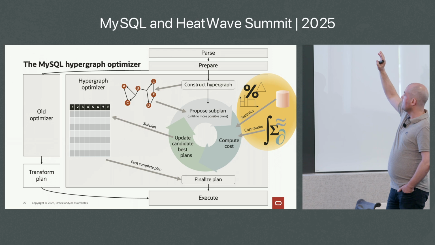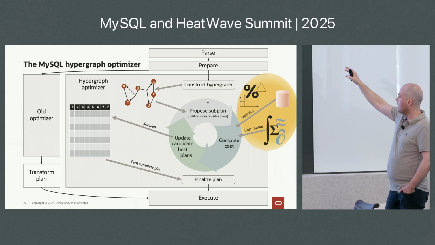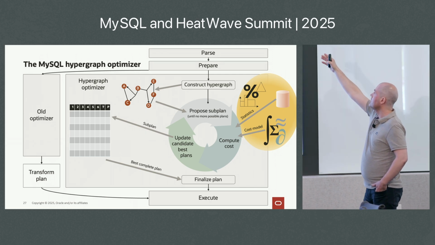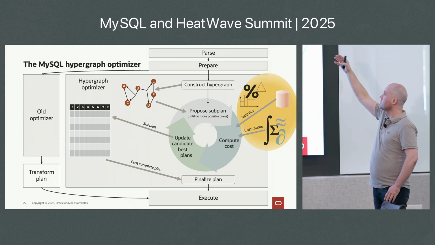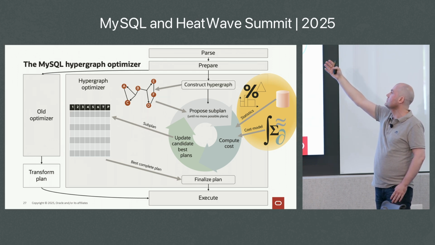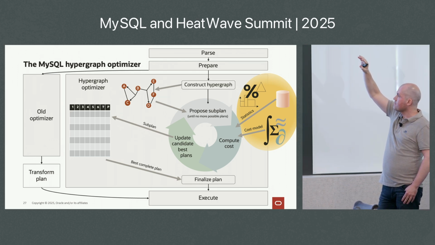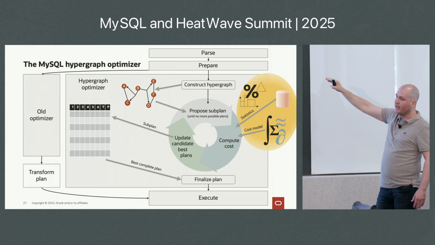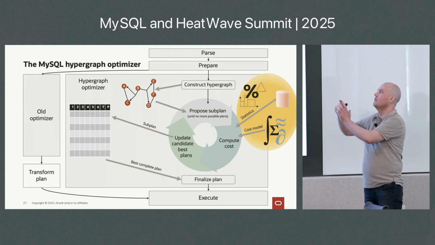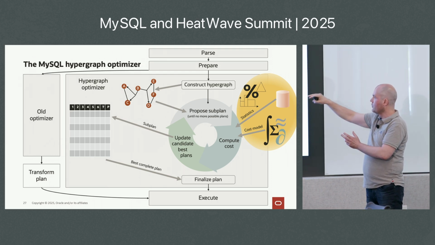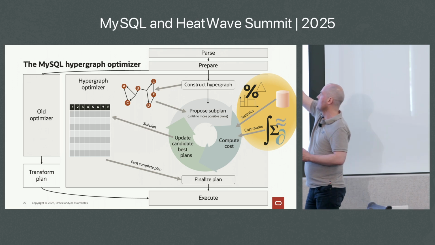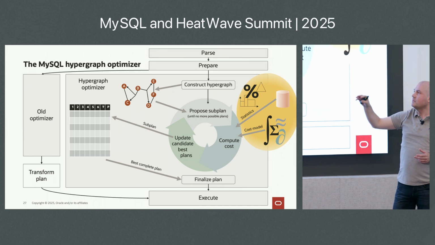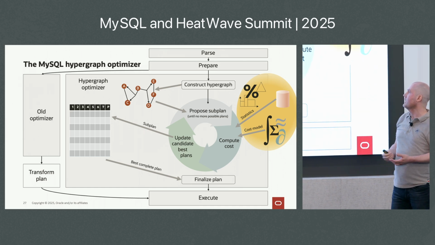But we start with parse, prepare, then we choose one optimizer or the other, and then we execute. And as you see, the first step in the hypergraph optimizer is to construct a hypergraph. That's my next slide, how to do that. Then from that hypergraph, we are proposing a subplan, basically a plan for a small part of this query. And then we loop through this central loop here, proposing a subplan, computing costs, and updating best plans, until we have really examined all possible and valid plans.